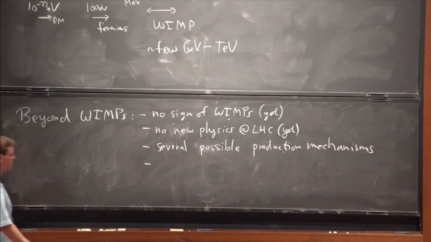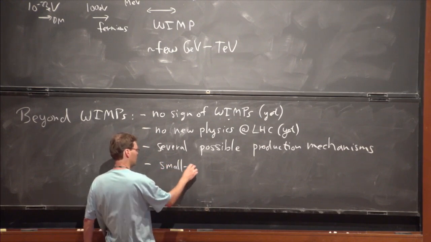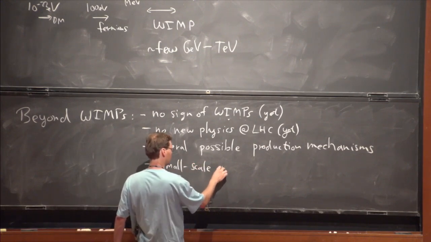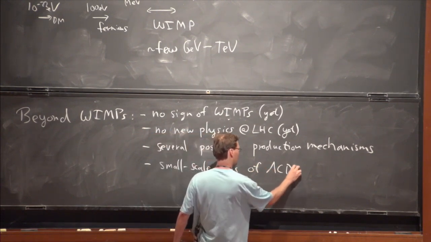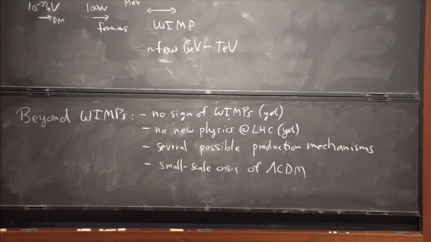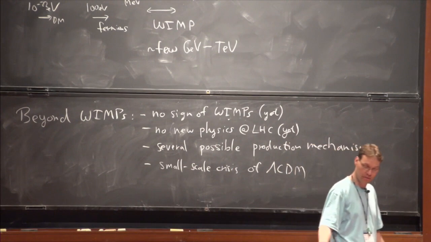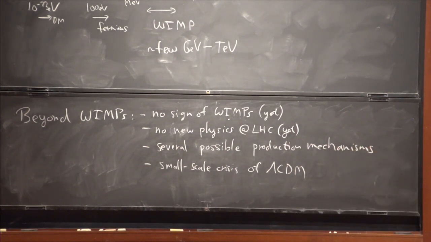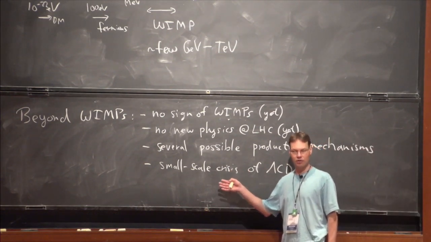And then one thing that I think is very interesting, and maybe doesn't get enough attention from particle physicists yet, is the so-called small-scale crisis of lambda CDM. If you take N-body simulations of dark matter and see how structure forms, it works really well on larger scales, larger than galactic scales, roughly larger than tens of kiloparsecs. But once you get to smaller scales, things become a bit more discrepant between the observations and the N-body simulations.